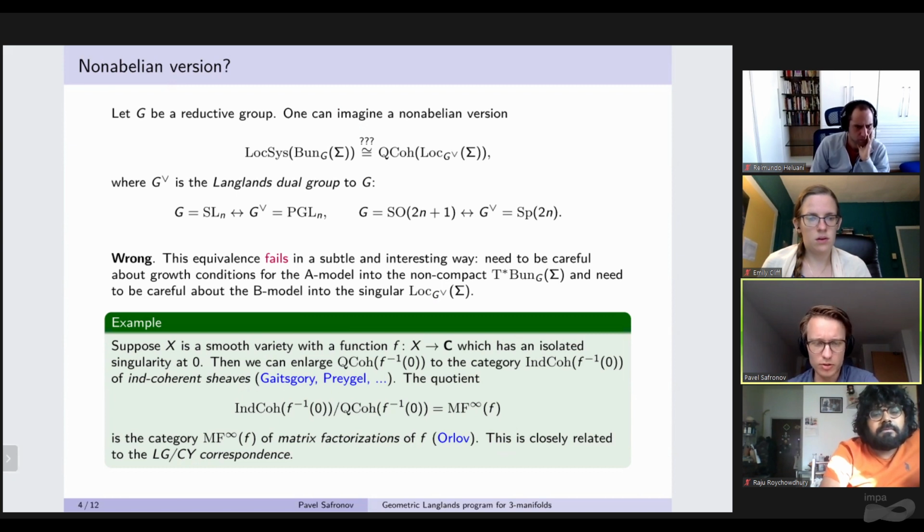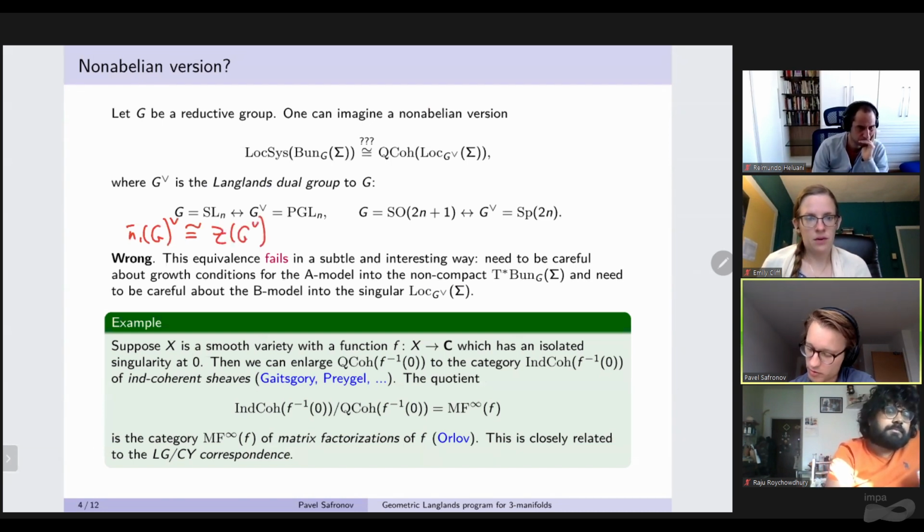If you're not familiar with Langlands dual groups, let me just give two examples. If you look at SL_N, the dual group will be PGL_N. And if you look at the odd orthogonal group, the dual group will be the even symplectic group. Maybe one more thing to say is that the fundamental group of G is exchanged with the center of the Langlands dual group, and vice versa: the center of the original group is exchanged with the fundamental group of the Langlands dual.